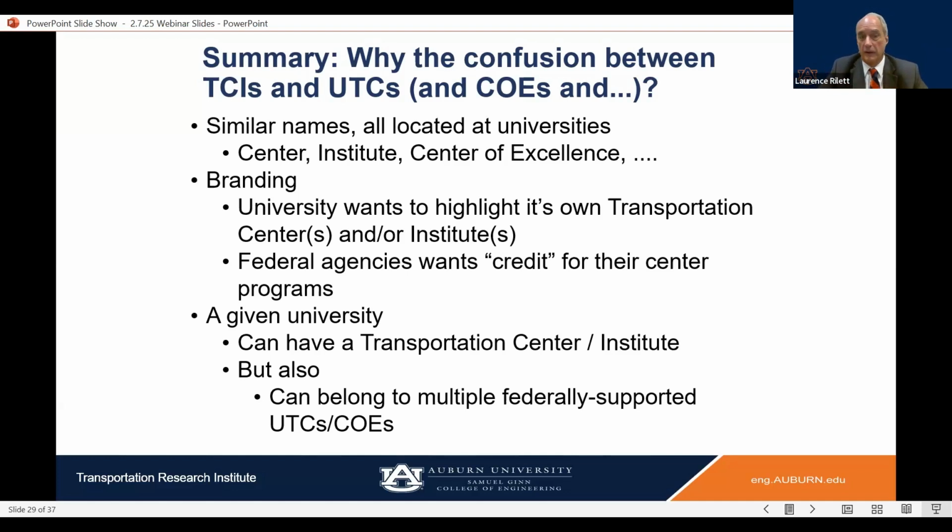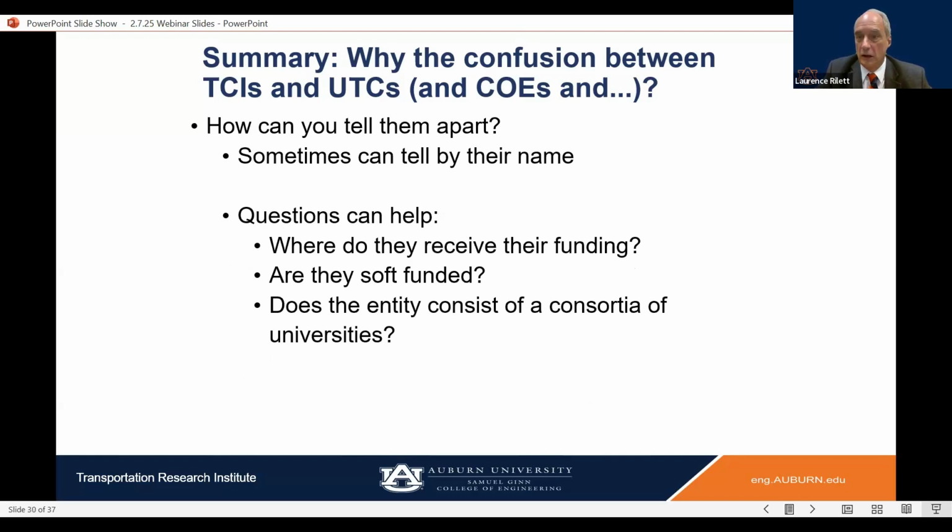So a given university could have a transportation center or institute, but also they can belong to multiple federally supported UTCs or centers of excellence. And we'll see that when we get into the next slides from the rest of our panel about how these differentiations can work. So is there a way to tell them apart?